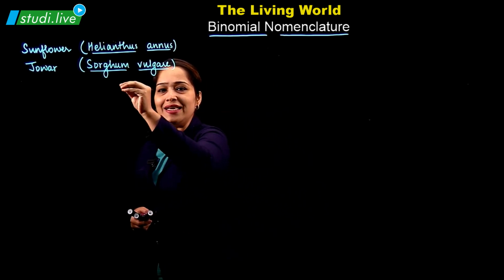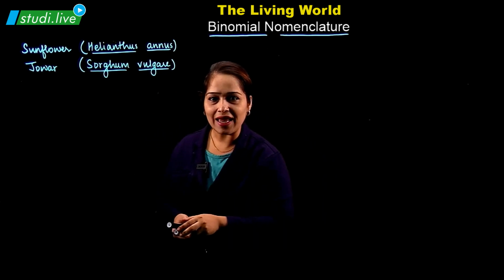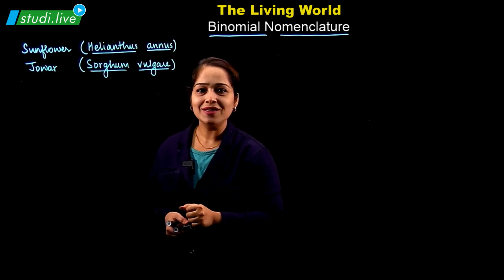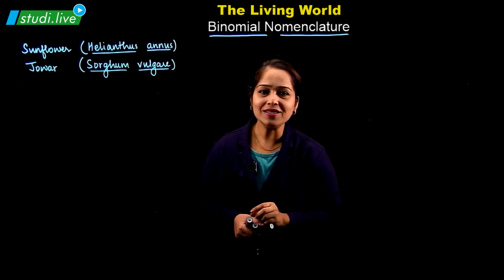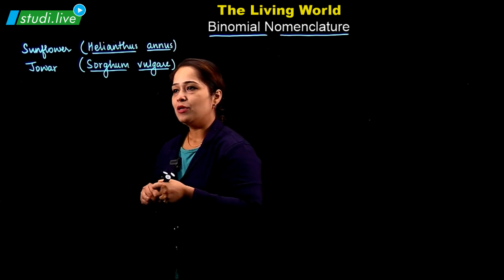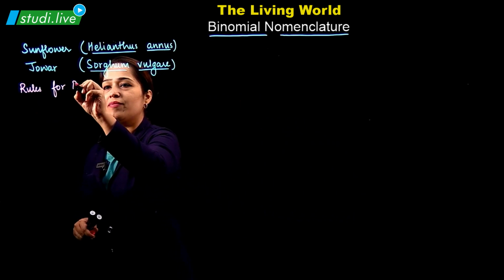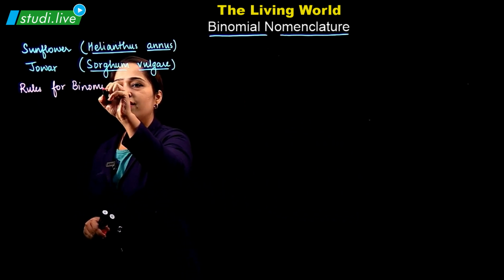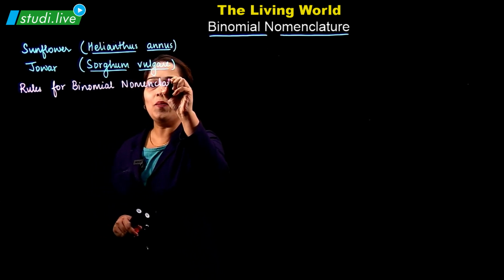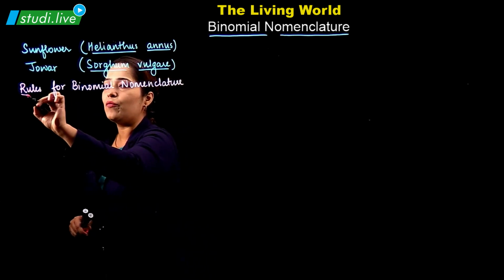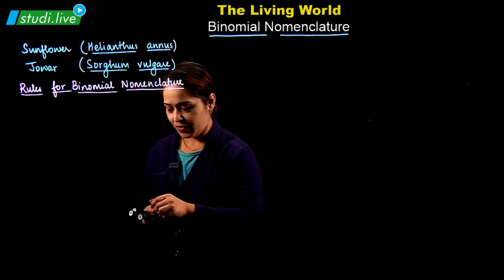Now, if you see this name, you can see that in this kind of scientific name, there are two words. So let us see the rules for binomial nomenclature. First rule is the names should be in Latin or Greek language.